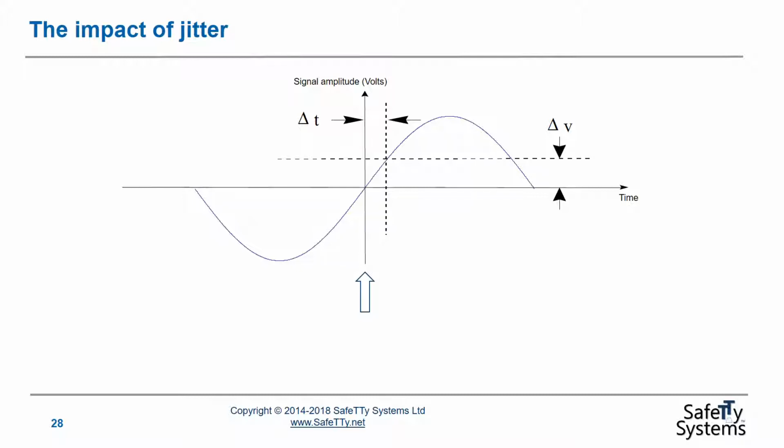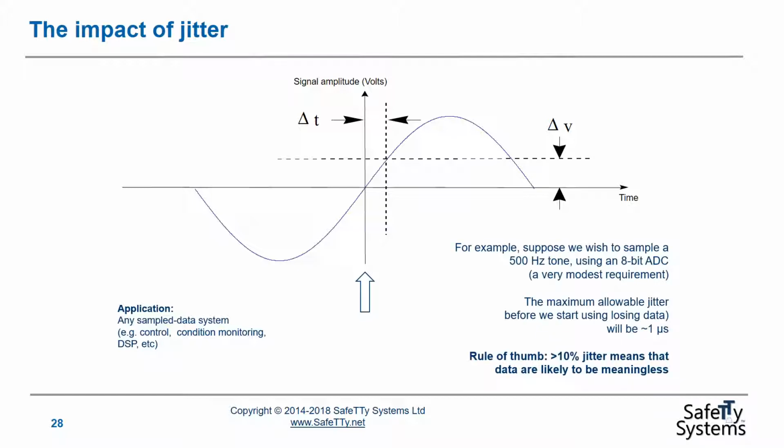In this slide, I illustrate one of the challenges that can apply in any sampled data system. For example, a control system, a condition monitoring system, digital signal processing, etc. Let's take a very simple example. Suppose we wish to sample a 500 Hz tone using an 8-bit analog to digital converter. This is not a high-end requirement. This is a very modest requirement.